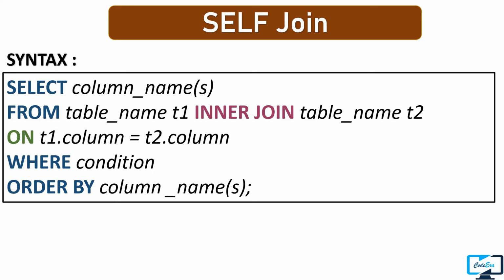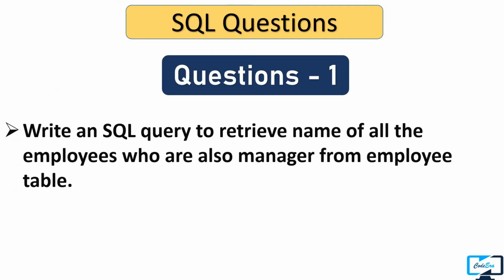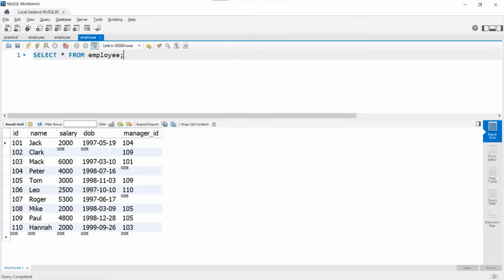So now for better understanding, let's solve a question using self join. Our question is: write an SQL query to retrieve the names of all the employees who are also managers from the employee table. As we already know, in our employee table we have these 5 columns. You can see that we have the ID of the employee and we also have the manager ID. If you look closely, you will see that some employees have a manager ID which is also present in the ID column.